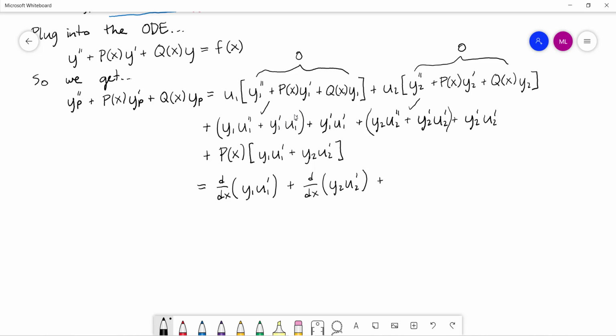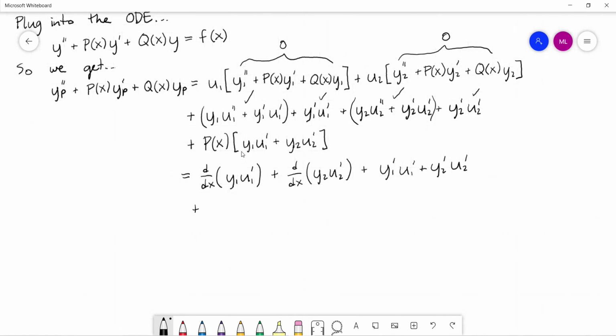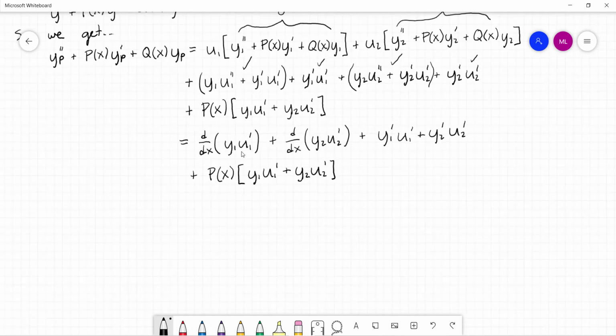We've got these other two little pieces here and here that I haven't taken care of, so let me write those down real quick. y1 prime, u1 prime, plus y2 prime, u2 prime. And then we've got this big p of x term that I will also write out here. So plus p of x times y1 u1 prime plus y2 u2 prime. Okay, so there's that line.